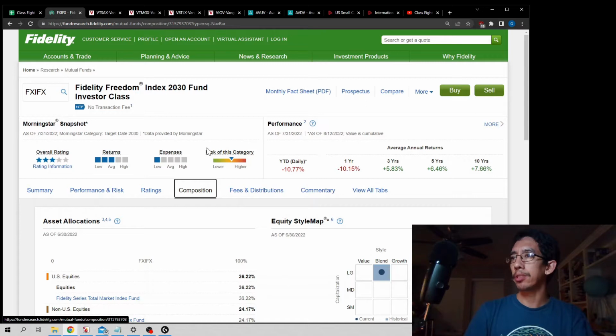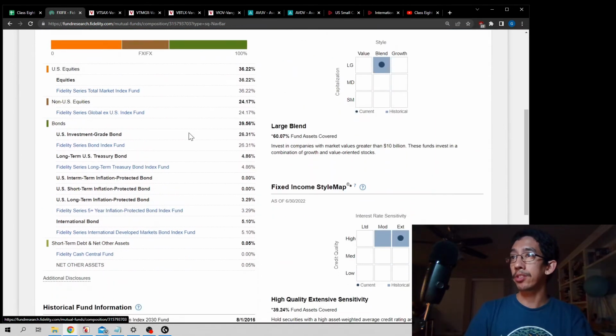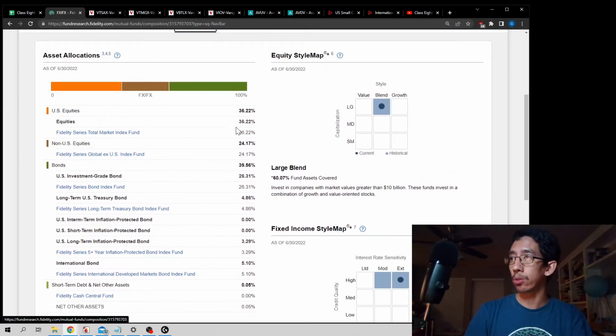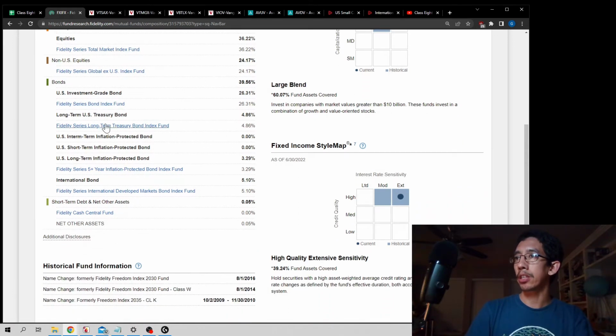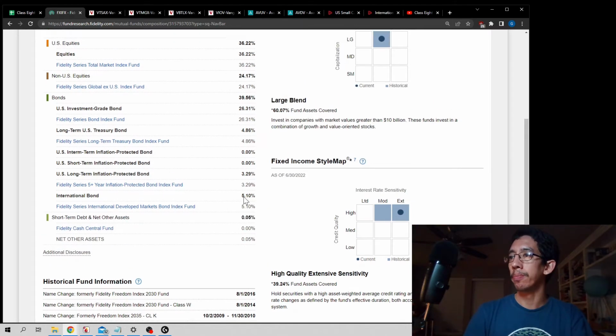And if you look at the composition, it's going to have less in stocks because we're trying to get safer as we get towards retirement. In US equities, it's 36.22 rather than 50 something. Non-US equities 24.17, and the amount in bonds has gone up significantly, almost all the way to 40%. A normal bond index fund, you got some long-term treasuries in there. And they've started to add some treasury inflation protected securities, which is nice. And it has a lot more in the international bonds.